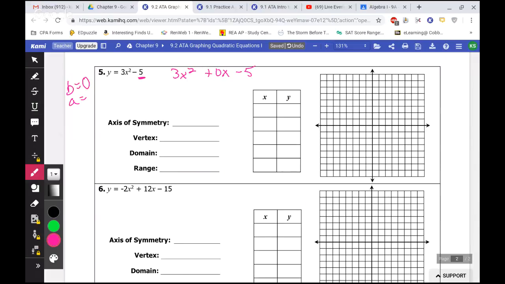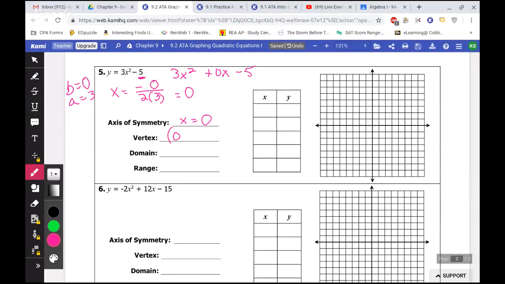What is the a value in this one? 3. Good job. So x equals the opposite of b over 2 times a. So that equals 0. So our axis of symmetry is x equals 0. And 0 is also the x coordinate of our vertex.